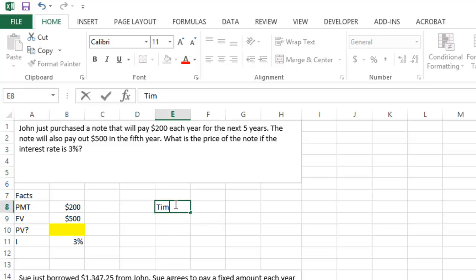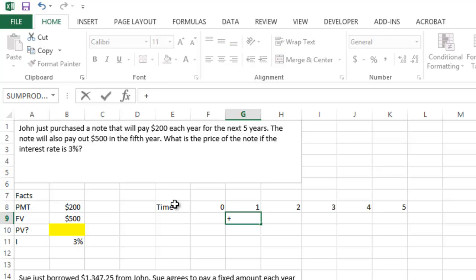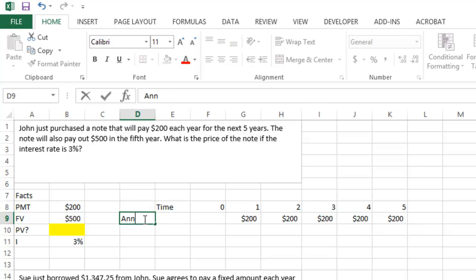I'm going to put in time, and I always start my timeline off at 0. I'm going to go 1, 2, 3, 4, and then it will finish in the 5th year. The payments each year are $200. Now I'm going to go ahead and anchor that by hitting F4, and then I'm going to drag that across. And those are annual payments.